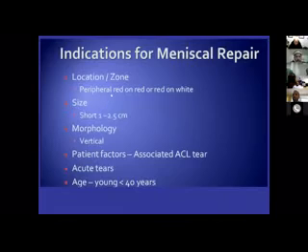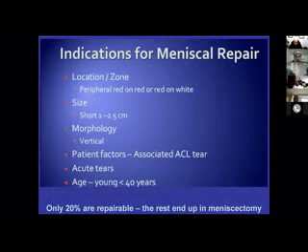Indications for repair, very strong indications: peripheral red on red or embarking on red on white zones, a relatively shorter tear, a vertical morphology, associated with ACL tear, an acute tear, and especially in a younger patient, would constitute strong indications for a meniscal repair. So literature also tells us that only 20% are repairable, the rest end up in meniscectomy.